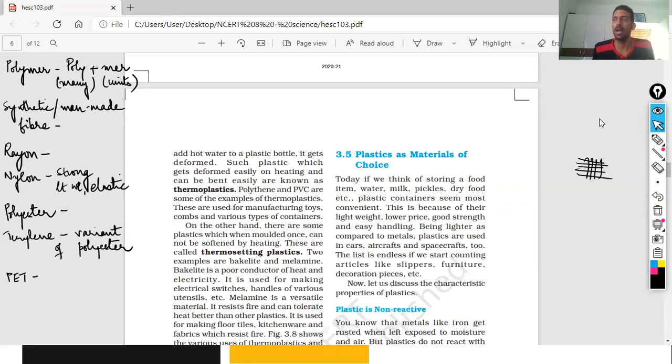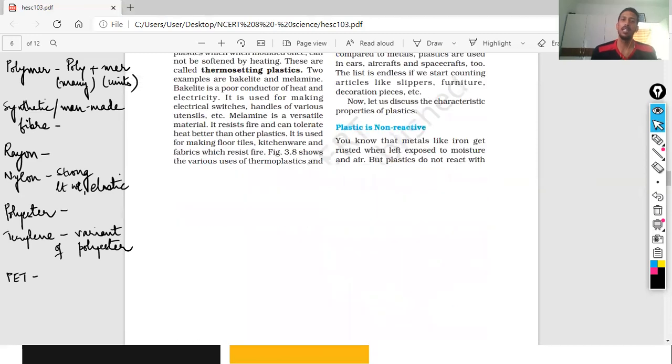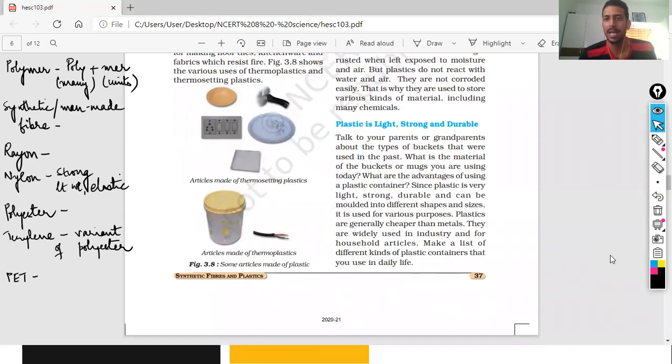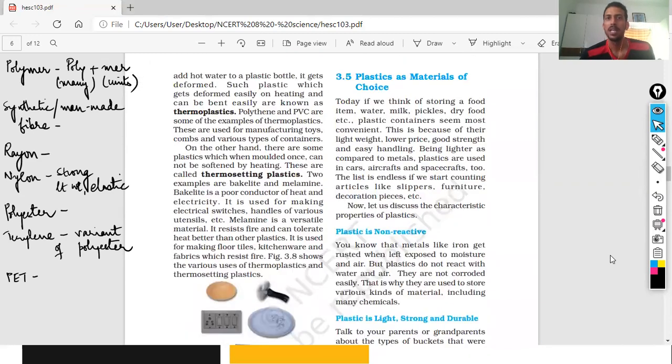So in this, you have some very famous examples like Bakelite or probably melamine. These two are real leading examples, and I think you should be able to remember these names, and you should get probably rewarded the right marks when you go to your exam. Now, here, if you can see, melamine is a versatile material. It resists fire and can tolerate heat much better than other plastics, right?